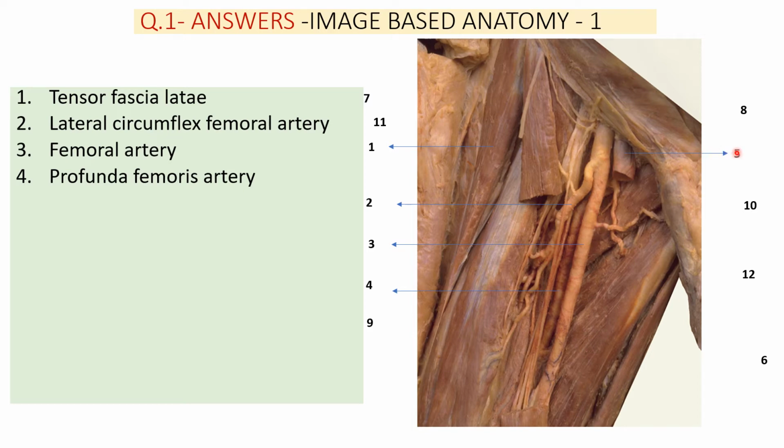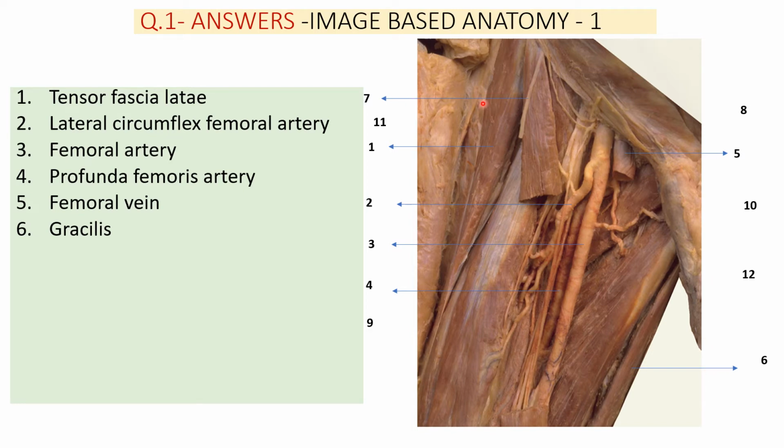Then coming to the number 5, it is also a structure, and it is the femoral vein, which will be medial to the femoral artery, and still medial to it will be the femoral canal. All these three are covered with the femoral sheath. Okay, so the femoral vein you can identify. Then the 6th one, which is a muscle, is the gracilis muscle, the slender muscle gracilis you are seeing.